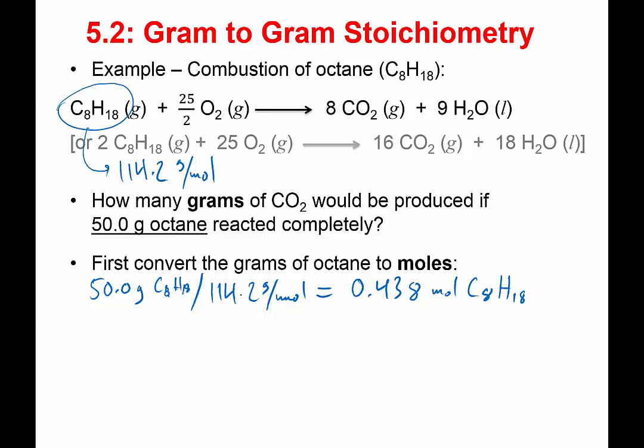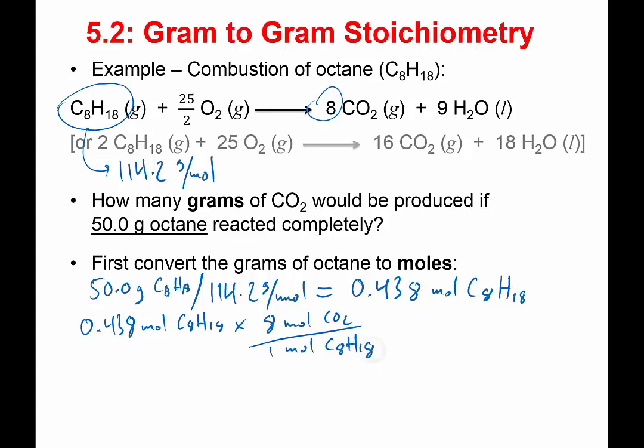Okay, now we can do what we just did on the previous examples and use the balanced equation to relate moles of octane to moles of CO2. And we can see that 8 moles of CO2 are produced for each mole of octane. So I can take the moles of C8H18 and multiply by 8 moles of CO2 per each 1 mole of C8H18. And if you want to use the second equation with all whole numbers and use a 16:2 ratio, it doesn't matter, you'll get the same answer. And that works out to be 3.50 moles of CO2.